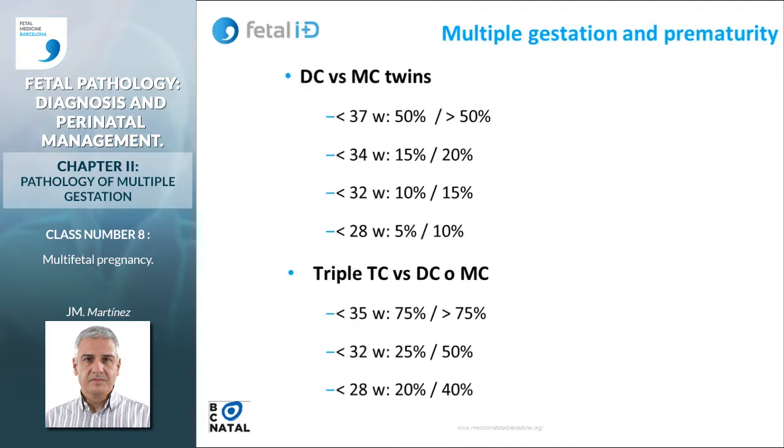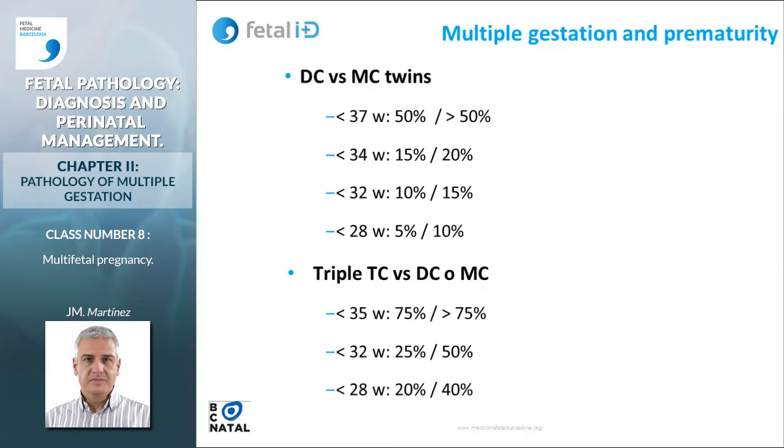The principal complication of multiple gestations is prematurity. This is data that maybe it is advisable to have at hand, because sometimes the patient is going to ask. If we have a monochorionic pregnancy, there will be a higher risk of prematurity than in the bichorionic gestation. The risk of premature delivery before 32 weeks is 10% in bichorionic and 50% in monochorionic gestations.